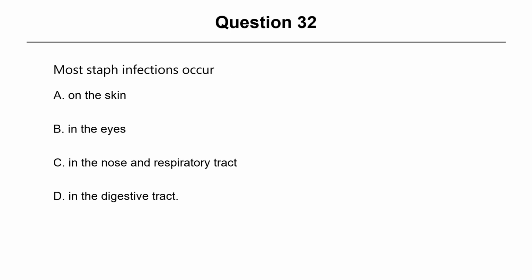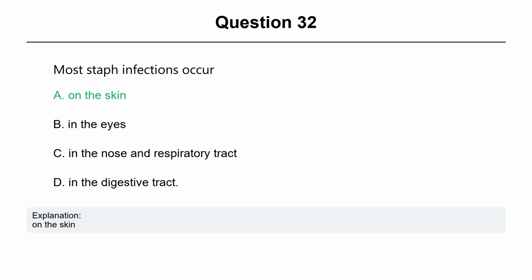Question 32. Most staph infections occur: Option A, on the skin. Option B, in the eyes. Option C, in the nose and respiratory tract. Option D, in the digestive tract. The correct answer is option A, on the skin.